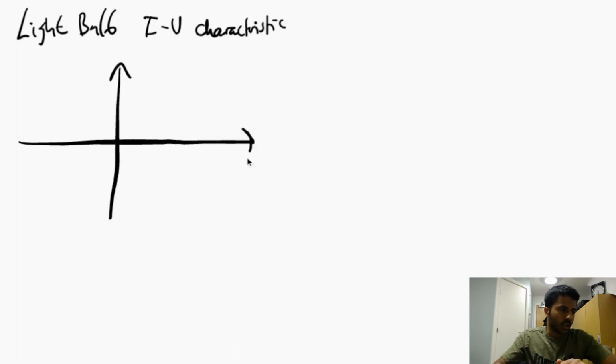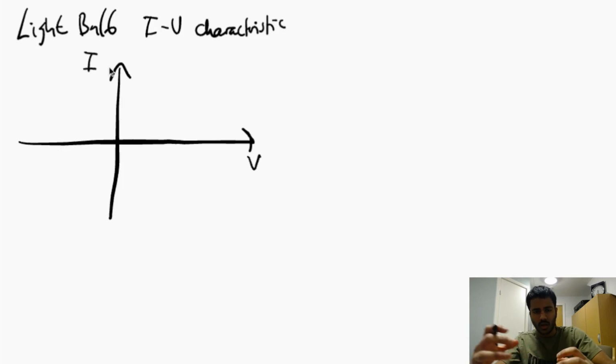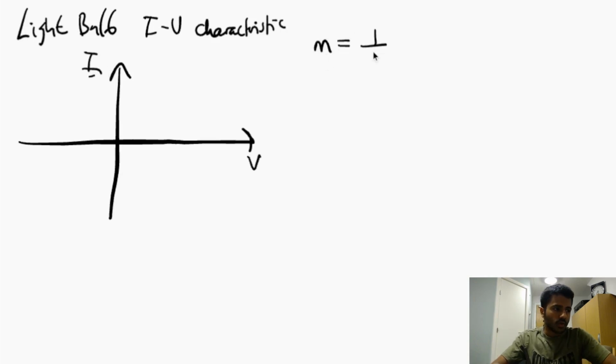If you look at the light bulb IV characteristic, in this case I'm going to put voltage on the x-axis and I on the y-axis. We know that as we supply a greater voltage, the current will increase due to Ohm's law, but as the current increases, we know that due to heating effect, the resistance will also increase. We have seen in an IV graph like this, the gradient is equal to 1 over the resistance. So as the resistance increases, the gradient should decrease.